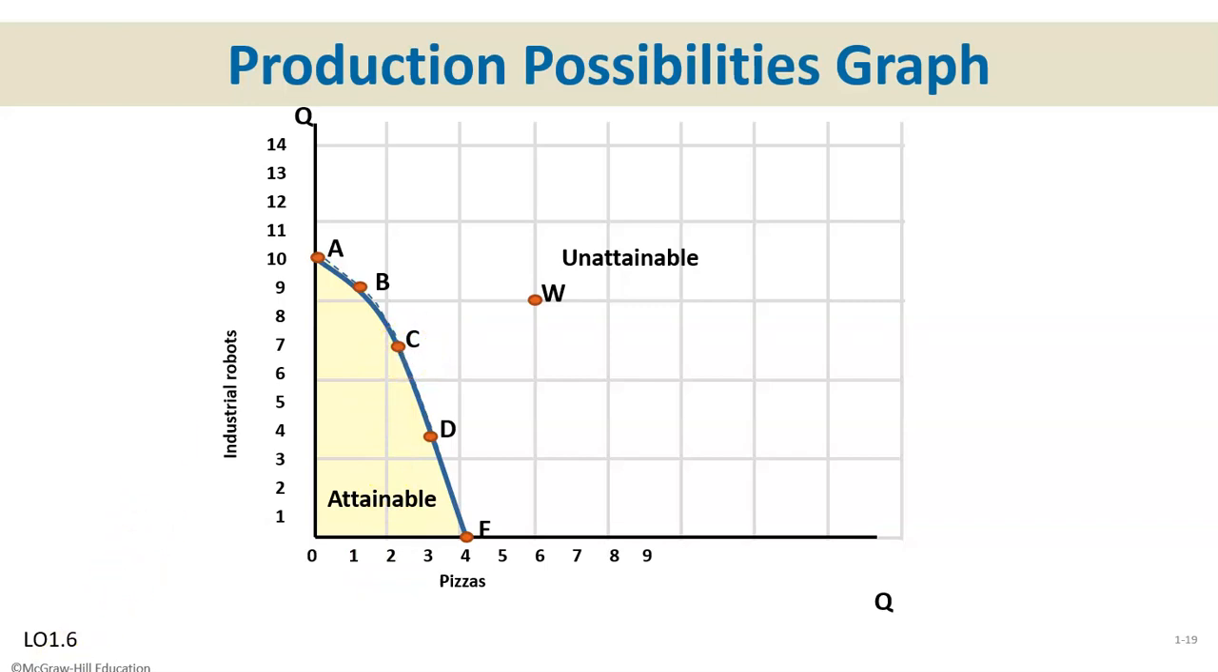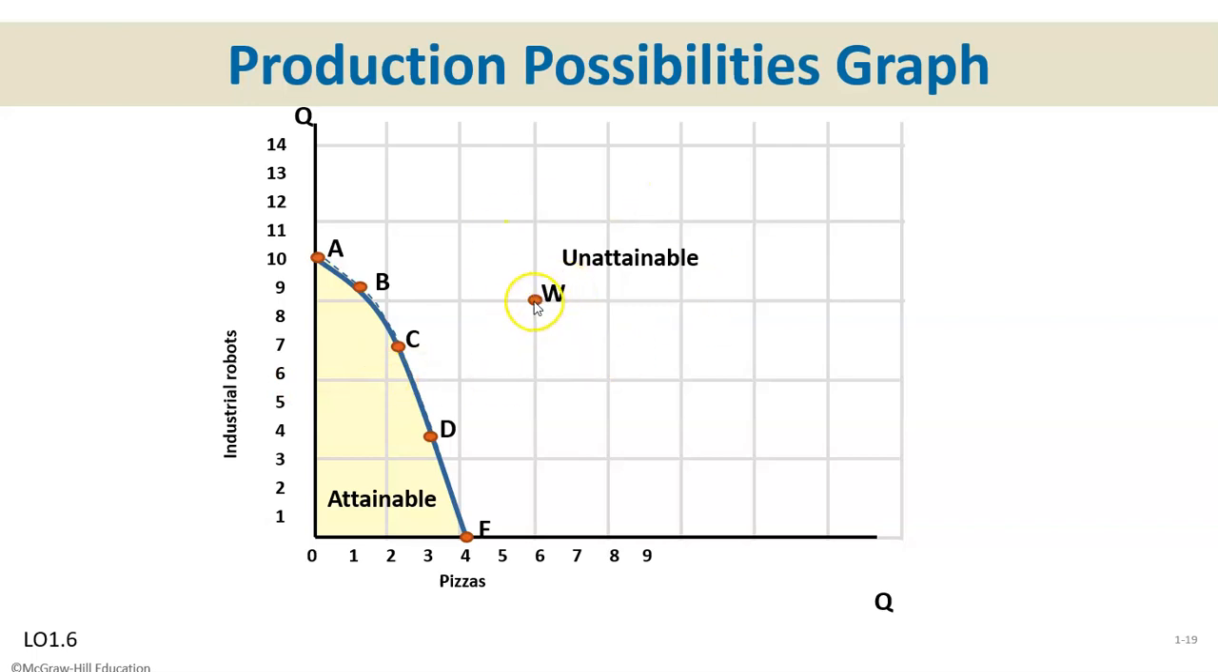There's 3 different things that we can learn from this graph. The first is the difference between an attainable and an unattainable point. And this is actually the same as the budget line, and they have it on the graph for us. All of the points down here are attainable in the economy. So if we're here and they want to make 2 pizza and 6 robots, they have plenty of resources to do that. So that's considered attainable.